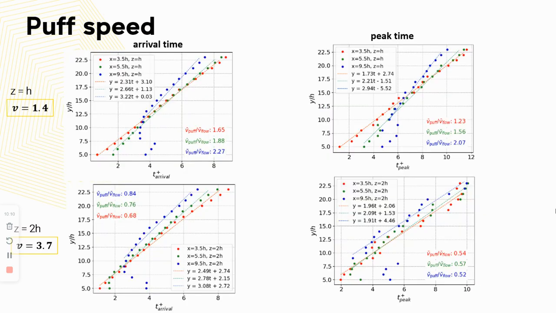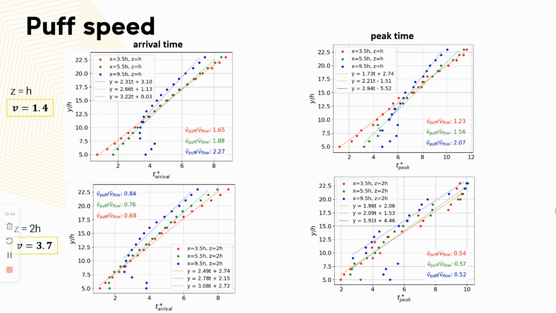And this is, we're just comparing how fast the puff is moving, compared with the velocity of the flow. And we can see here, these are three lines that we are measuring along the array. And the average velocity within the array is 1.4, and above the array is 3.7. This is important because we're comparing just to understand the magnitude.